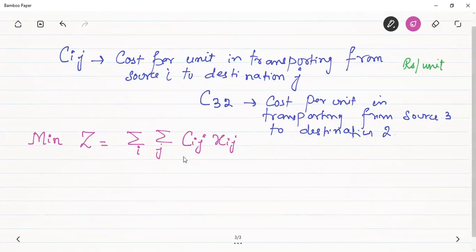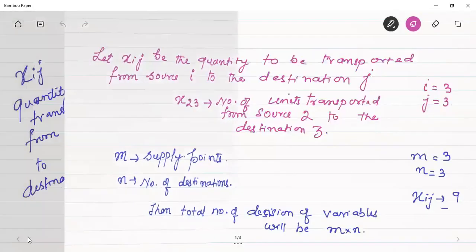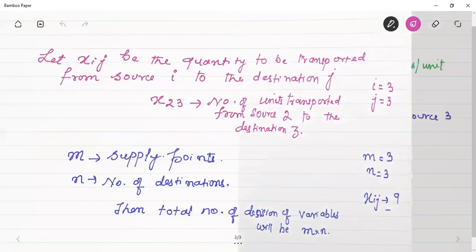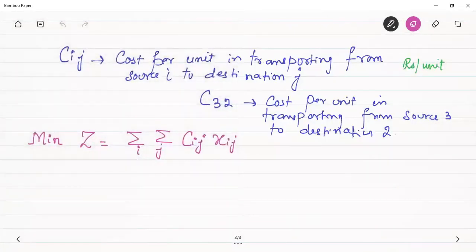Obviously that will give us the total cost. जो मैंने यहाँ पे भी example ली थी, I have taken an example that I am transporting 20 units from 1 to 1 and the per unit cost is rupees 8. Therefore, the total cost involved in transporting from 1 to 1 will be given by 20 into 8. That was 160. So this is the problem which we have to solve. This again becomes a linear programming problem.